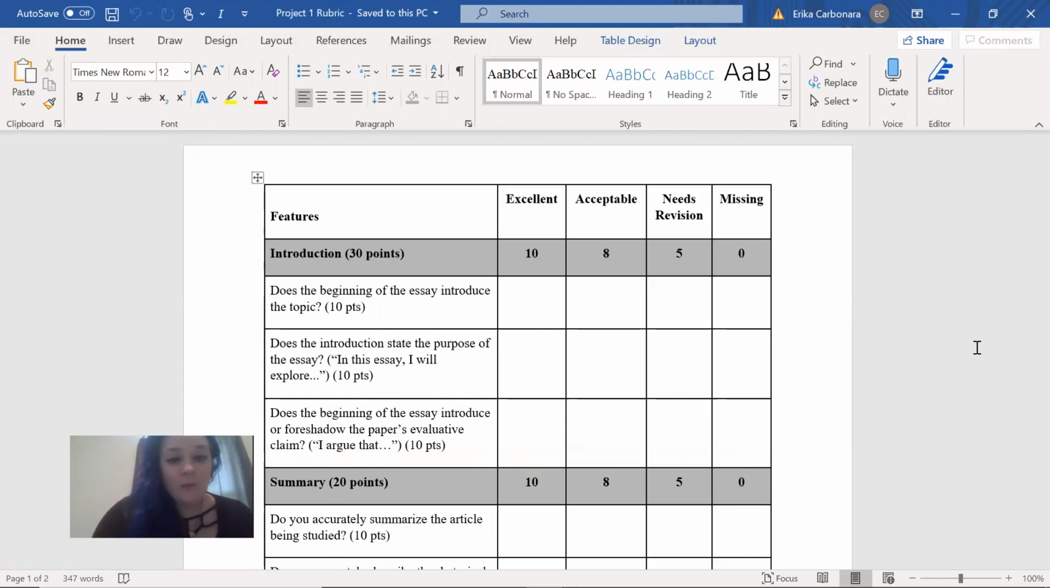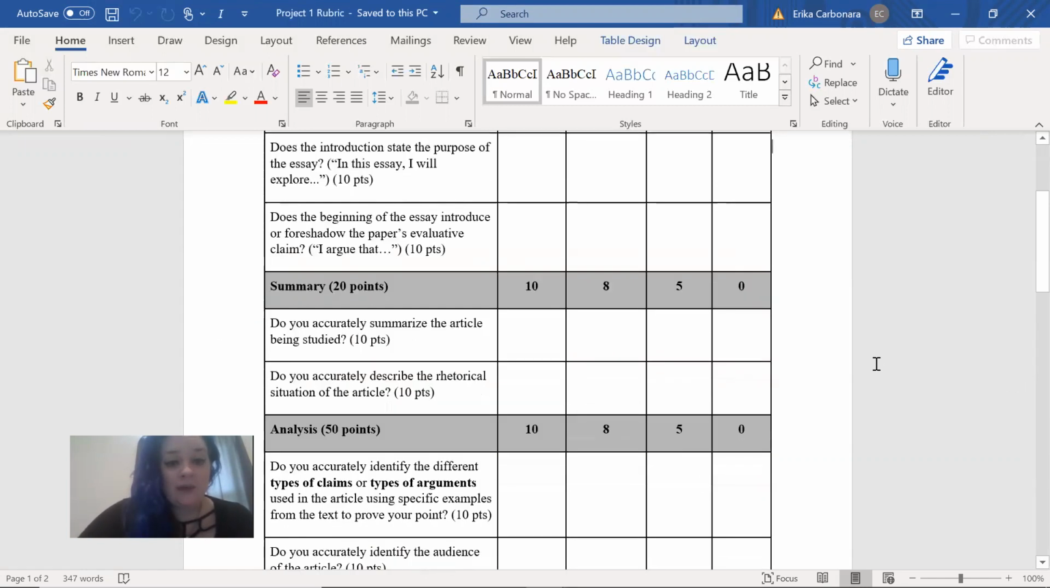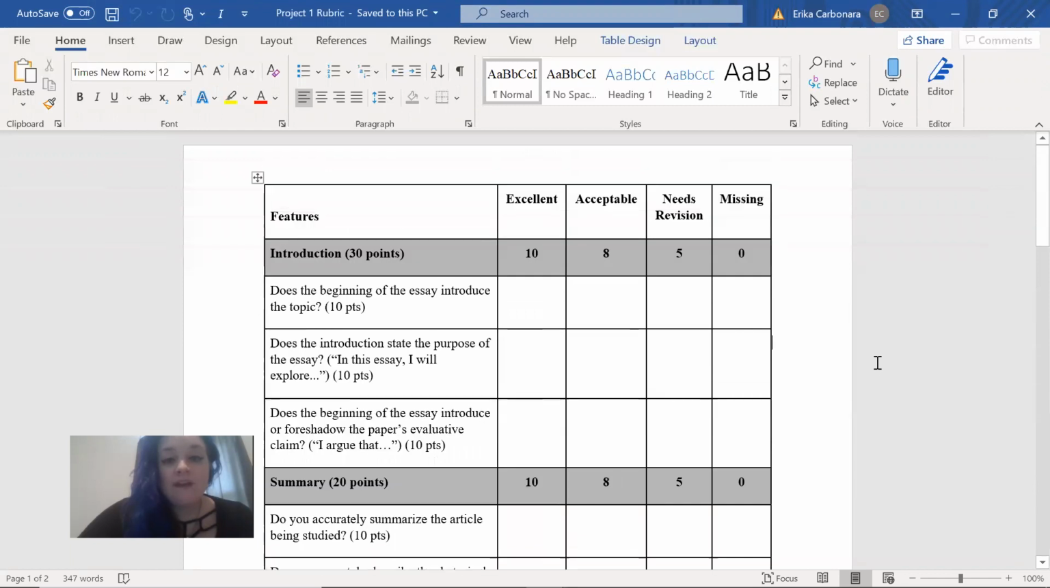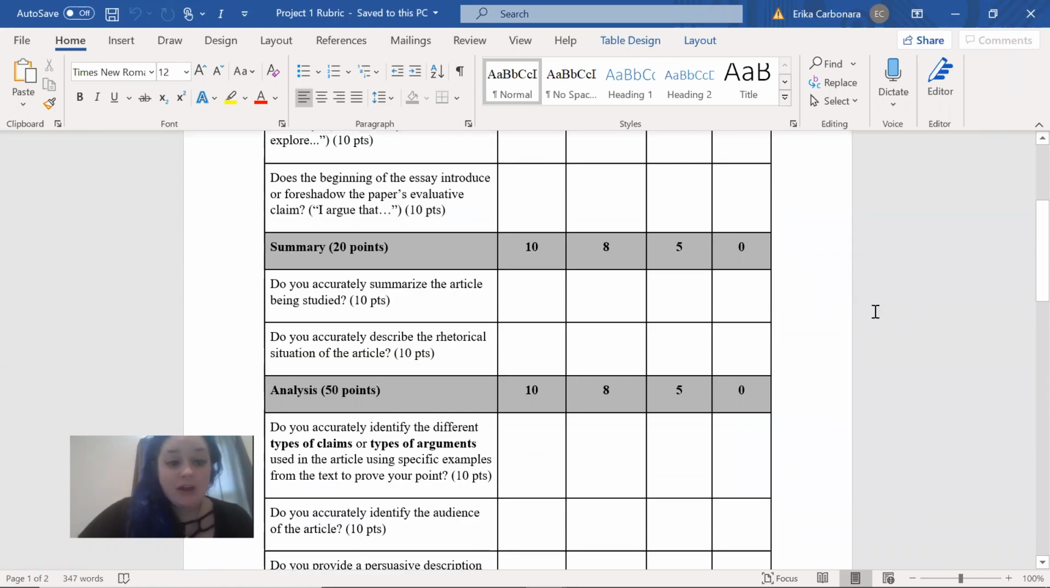Obviously the assignment sheet does as well, but this is what you're actually being graded on, right? So you can open up the rubric, or you should open up the rubric and make sure that you have all of these components, okay? We have discussed all of these things in the videos from last week, but make sure that you actually have them all in your rhetorical analysis.